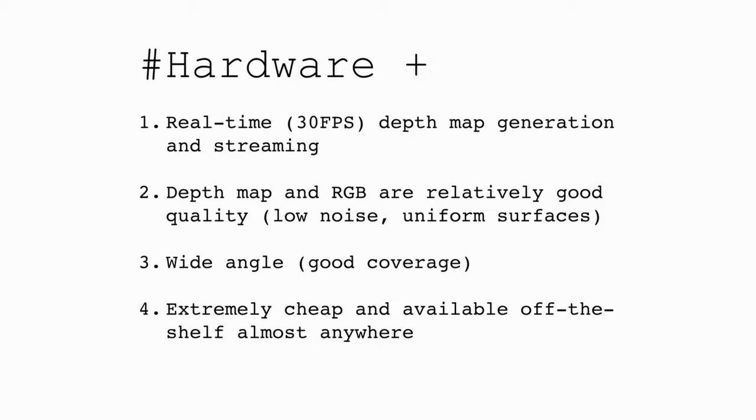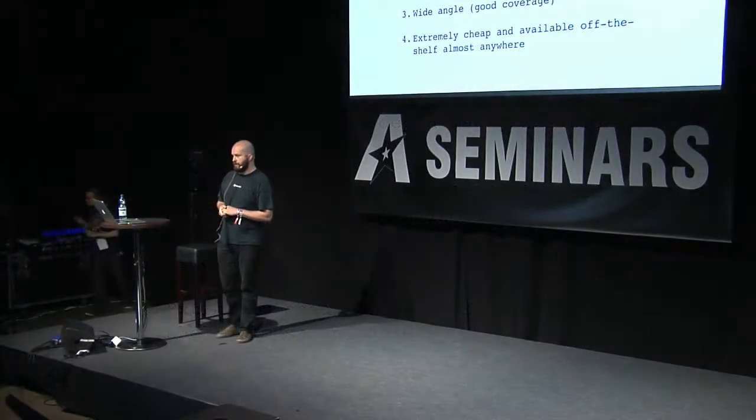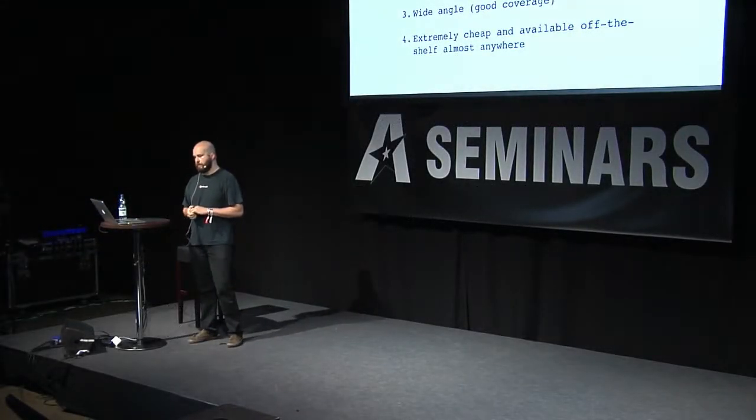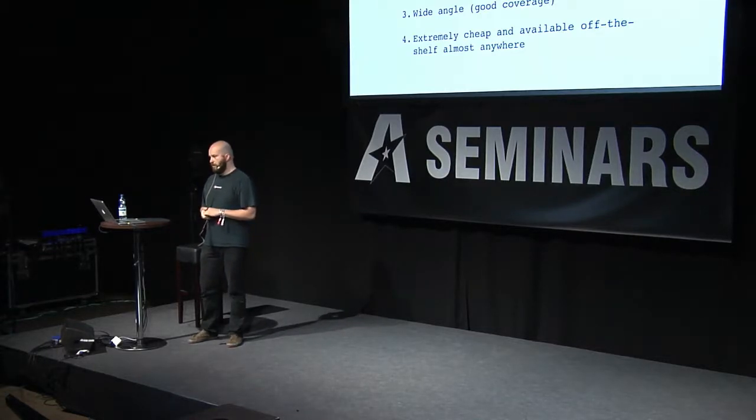Then the plus sides of this type of approach is that we do have real-time depth map generation and the capability to stream it to the computer. The depth map and RGB are actually relatively good quality from the Kinect for Xbox One. The sensors have quite a wide angle lens, so they actually give you pretty decent coverage. And of course they're extremely cheap and available almost anywhere.